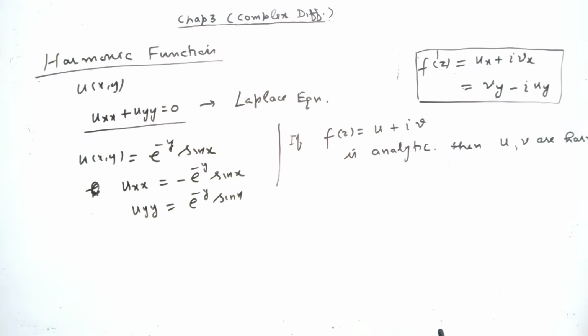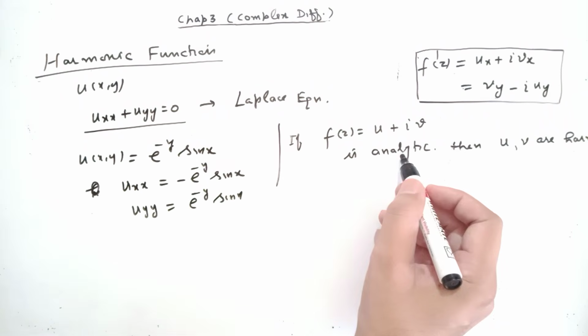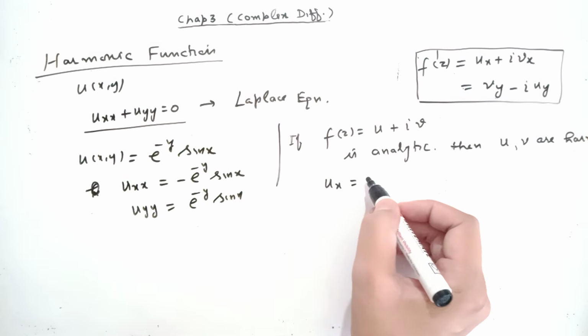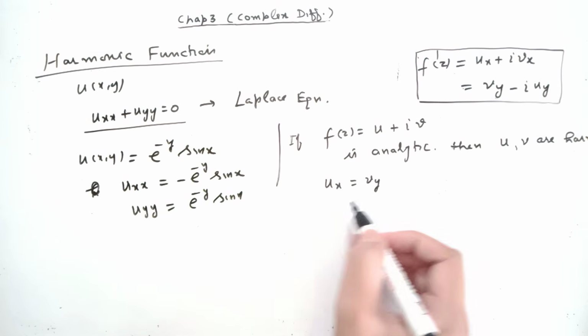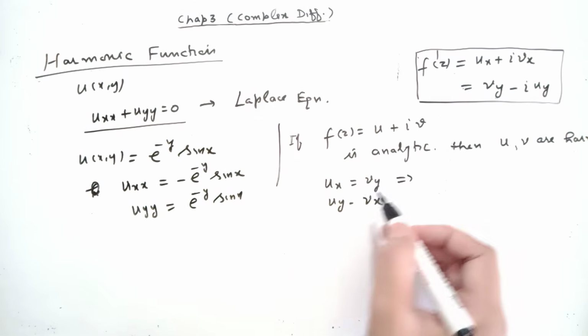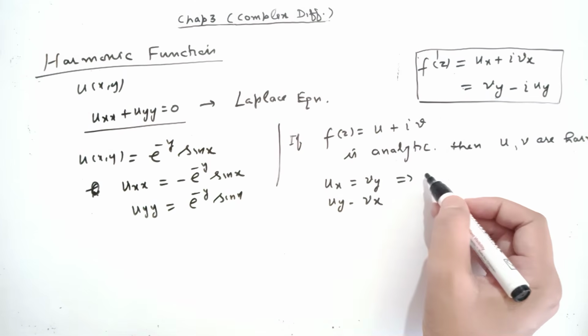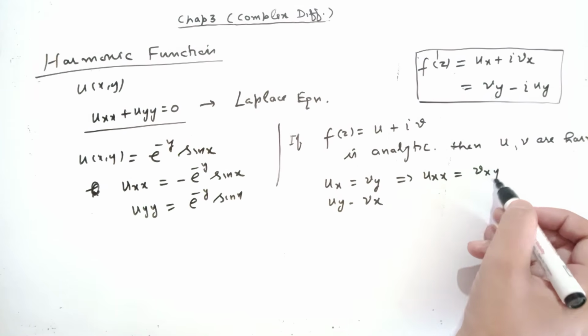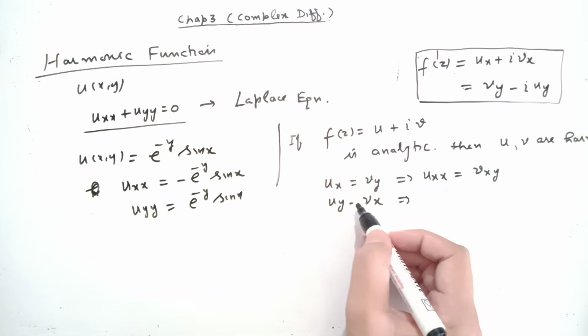Both these functions are harmonic. If a function is analytic, then its real and imaginary part functions are analytic. Why? Because if it is analytic, then its real and imaginary part functions satisfy CR equations. Now I can differentiate both sides of this with respect to x to get u_xx equal to v_xy, second one.